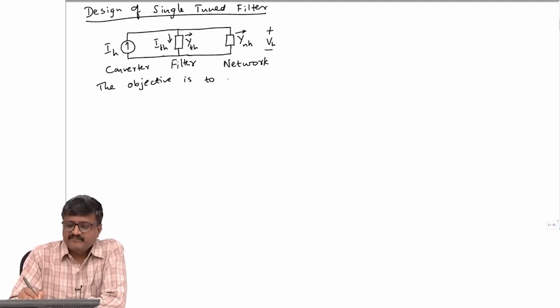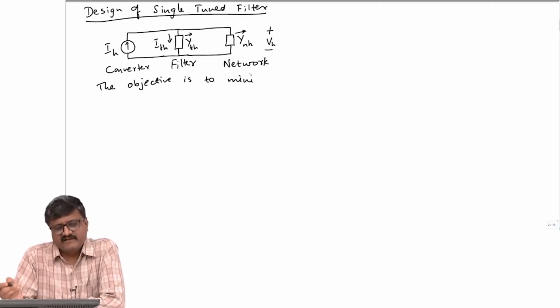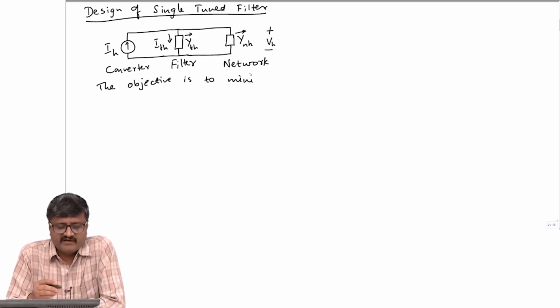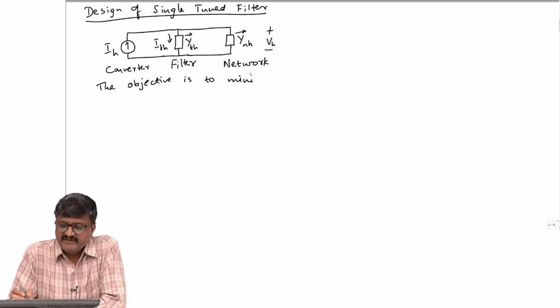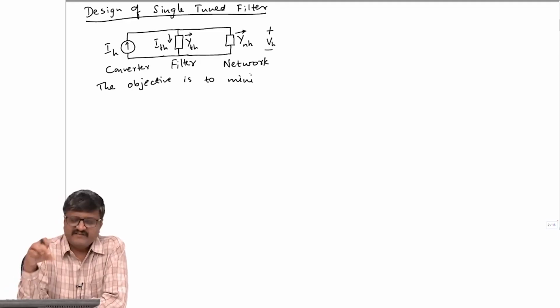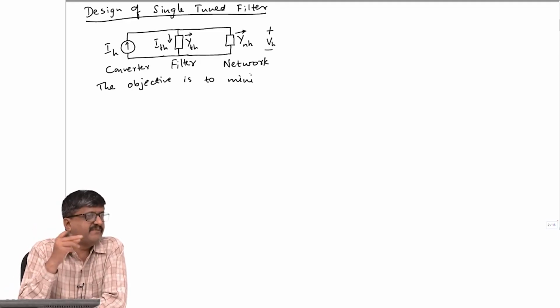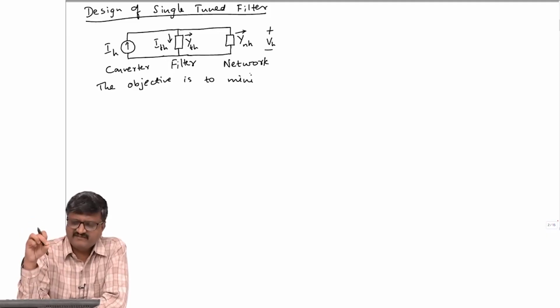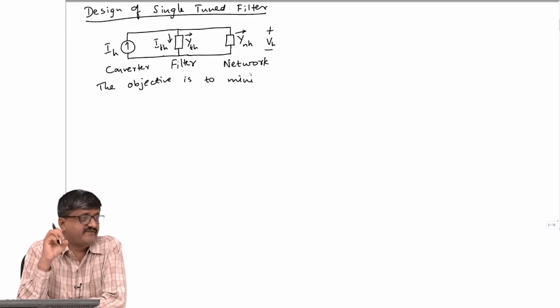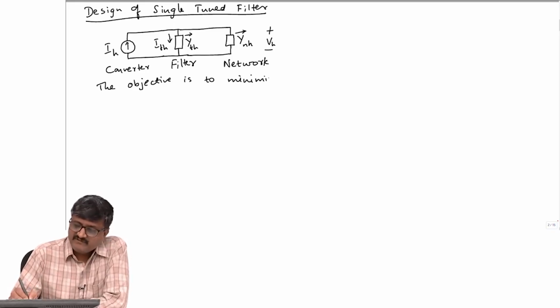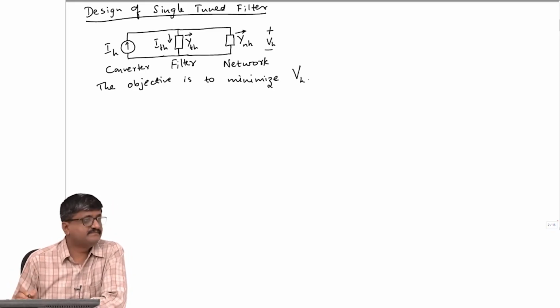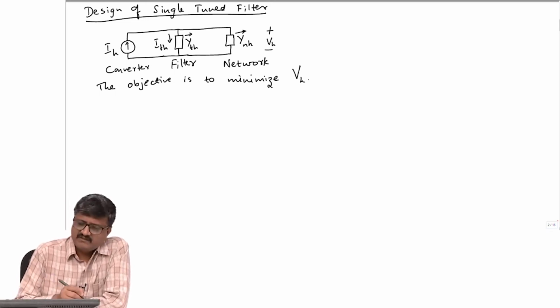to minimize. Please note the converter has a harmonic current source IH. So, due to the converter there is a harmonic current. Now, if that should not affect the network, then VH is the effect of IH. If IH is not there, only fundamental is there, then VH is 0. VH means it is the RMS voltage at the harmonic frequency. So, essentially we want to minimize VH. The objective is to minimize VH. So, what is VH?